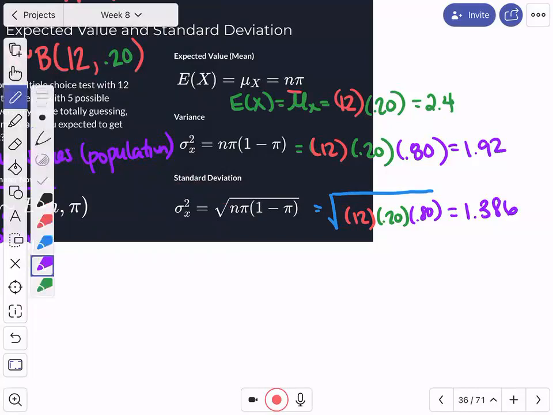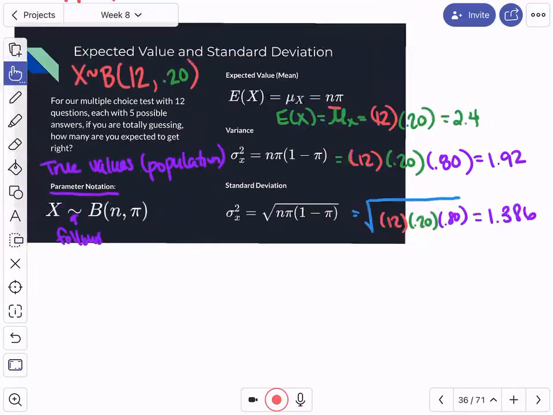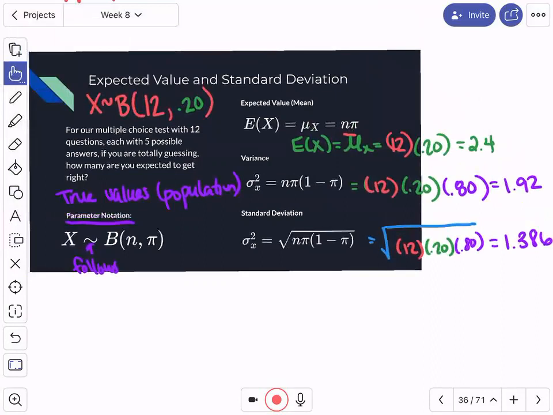These are what we call moments in math, but this is how you find the mean or the expected value. You just multiply n times pi. For the standard deviation, n times pi times 1 minus pi. So that's a fixed number times success times failure, and then take the square root. It's a very simple calculation to make.